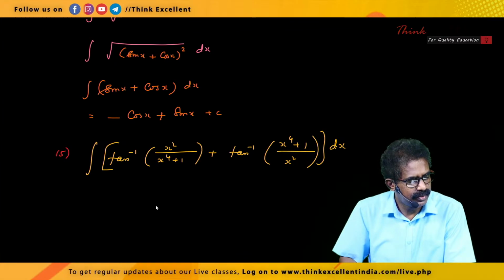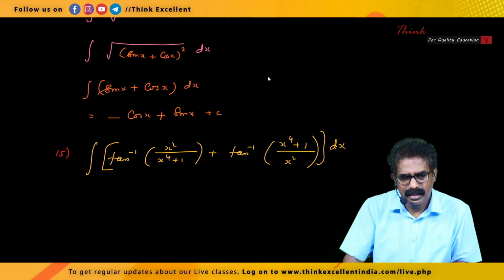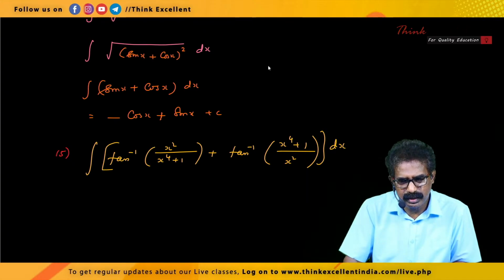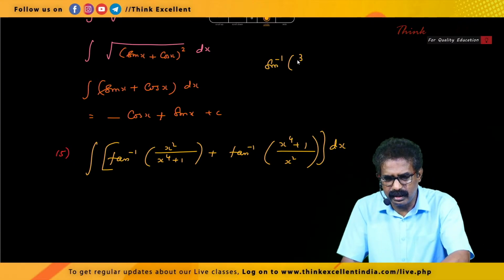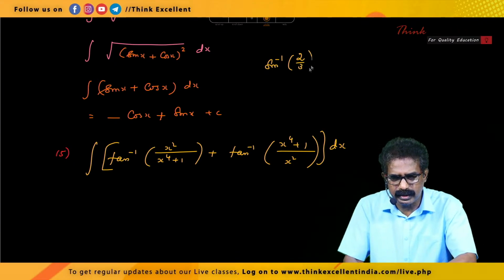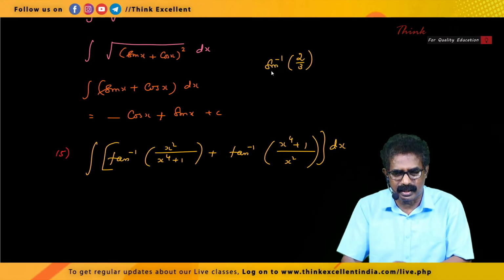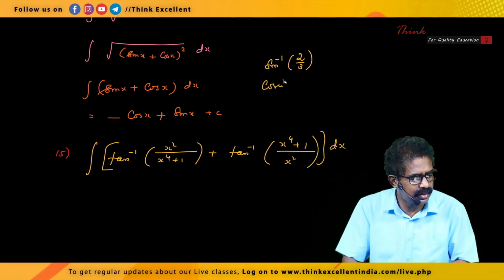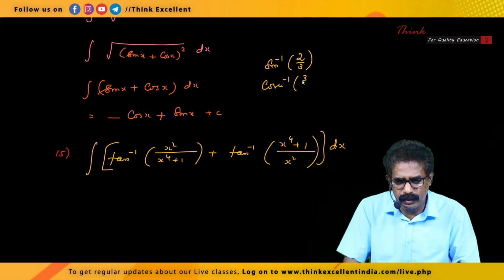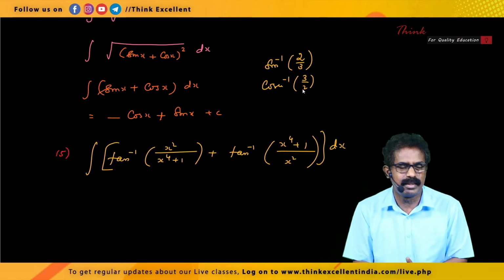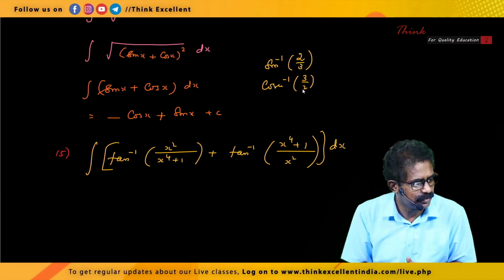Do you need any hint to do this question? Listen, one of the properties we used: suppose sine inverse 2 by 3. You can take the reciprocal on both sides, and instead of sine inverse you write cosecant inverse, and instead of 2 by 3 you write 3 by 2. That is one hint. Now you try.